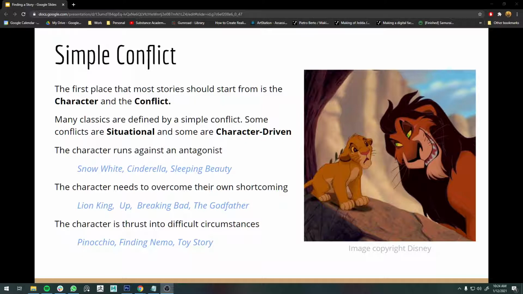Finding Nemo, classic quest story example, where the father is trying to travel across the entire ocean to find his son who's been lost. Toy Story, right? Characters who are being either disconnected from their.